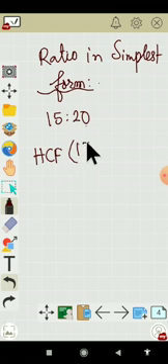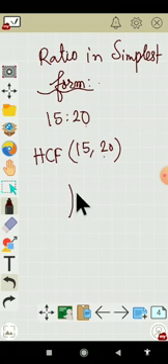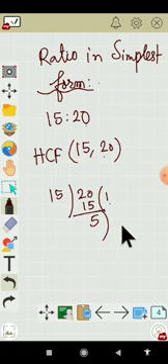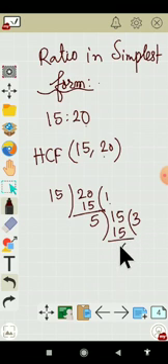So first we will find out the HCF of 15 and 20. HCF means highest common factor. So how do you find out the highest common factor? Divide the bigger number by the smaller number. One time it will go, so what will remain? Only 5 will remain. Now divide by 5, so you will get 5 3s are 15. So 5 is the HCF here.